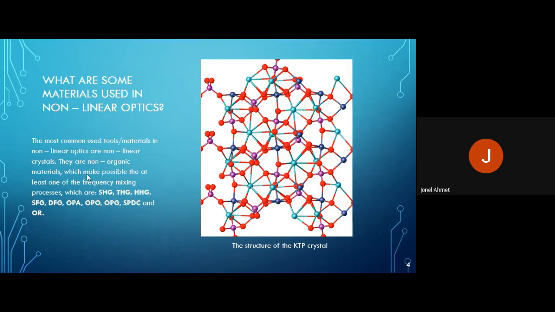We are not going to dive too deep into each one of them. However, we are going to show you a cool demonstration of one of them later on. And this here is the structure of KTP crystal, which is one of the non-organic materials used for nonlinear light processes.